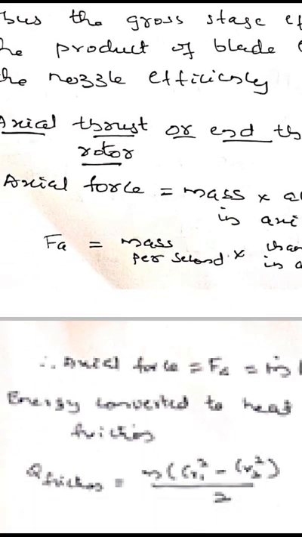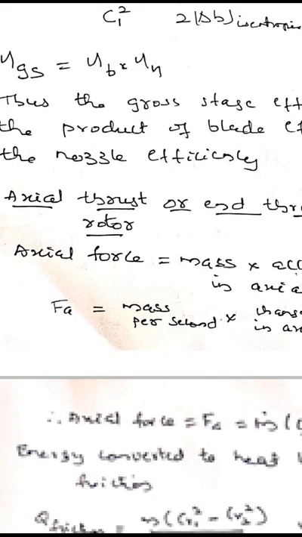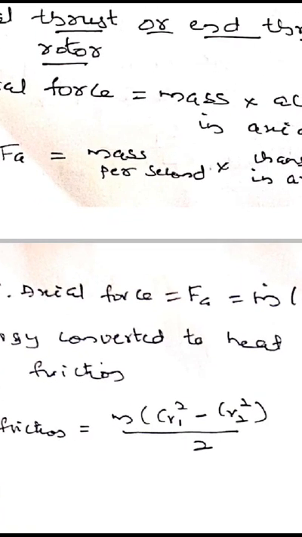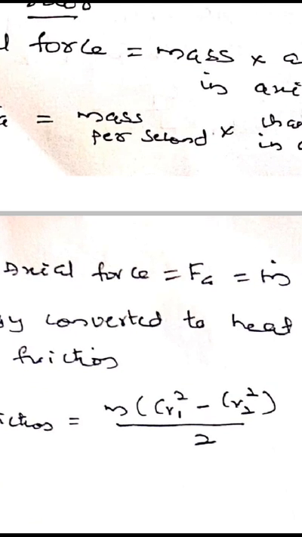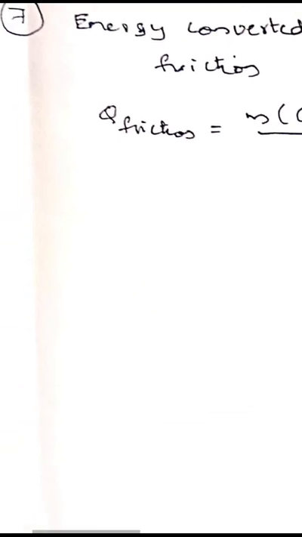Then axial thrust or end thrust. As I told, the axial component of the velocity of flow produces the axial thrust. So axial thrust is given by Cf1 minus Cf2 into m newtons. The energy converted into friction in the blades equals m into Cr1 squared minus Cr2 squared divided by 2. This is the energy loss due to friction between the steam and the blades. These are some of the efficiencies of the turbine.